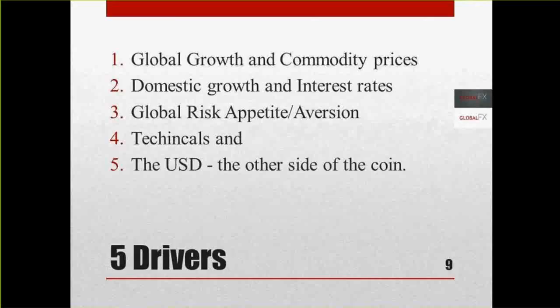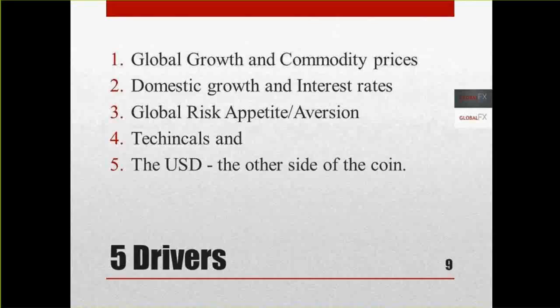Global growth and commodity prices. Well, that's fairly straightforward. We all know that. CRB goes up, Aussie goes up. CRB goes down, Aussie goes down, whether it's copper, which I'll show you a chart of. The Aussie's always been a growth proxy. But if that was the case, you'd probably argue that the Aussie should be lower than where it is now.